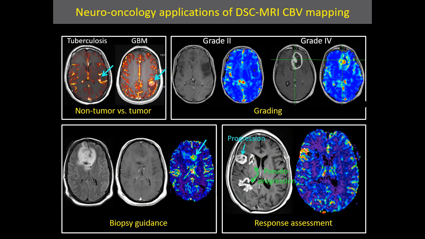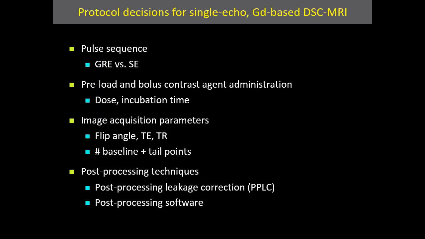And since then, the technique has had multiple clinical applications, particularly in neuro-oncology, including tumor grading, biopsy guidance, and treatment response assessment. We're still really debating the best way to perform this technique, primarily because there are multiple protocol decisions to be made for single echo gadolinium-based DSC, including the choice of pulse sequence, preload and bolus contrast agent dosing, image acquisition parameters, including flip angle and TE, and post-processing techniques, including post-processing leakage correction.